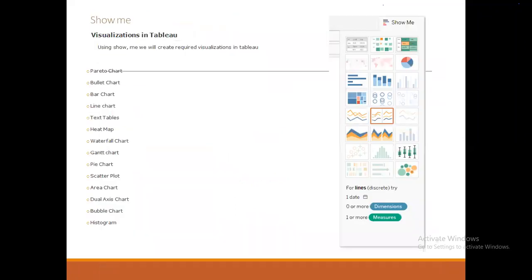So these are the charts available in the Tableau desktop. If you click this, you can see all the charts here. You can show pie chart, bullet chart, bar chart, lines, and these are the charts available in the Tableau desktop.